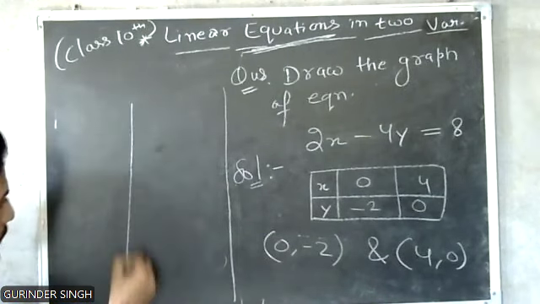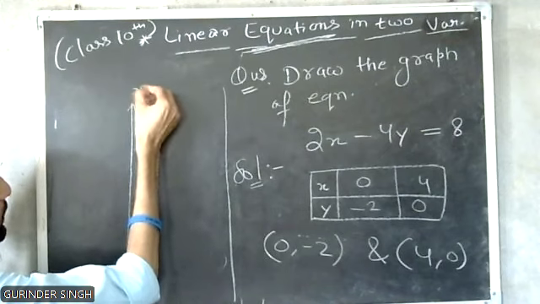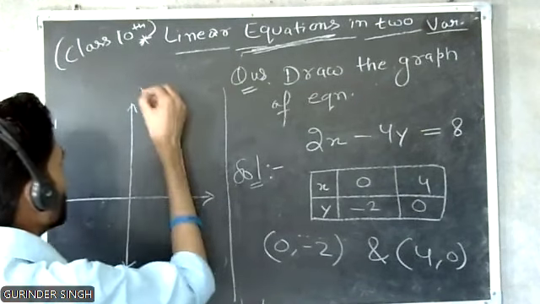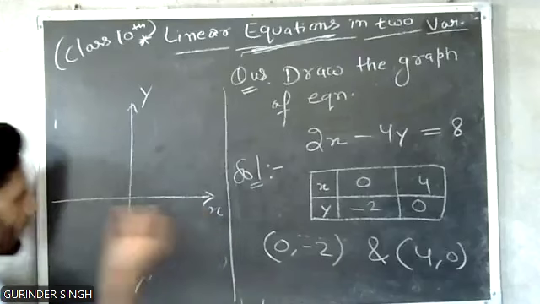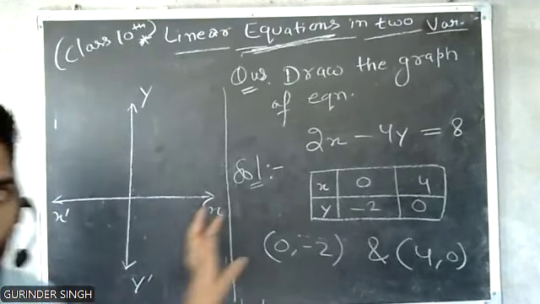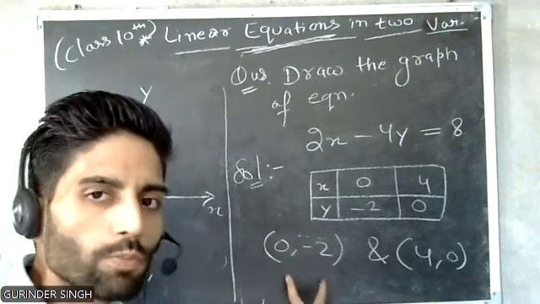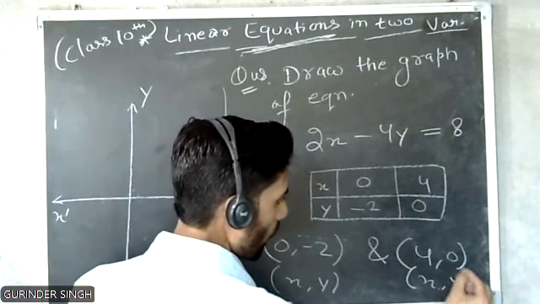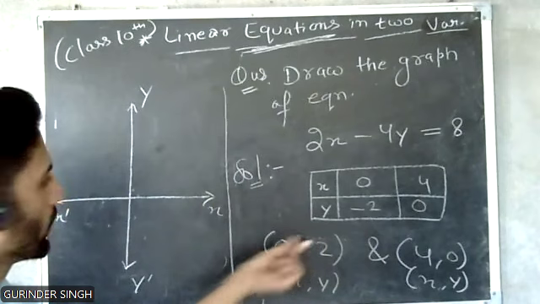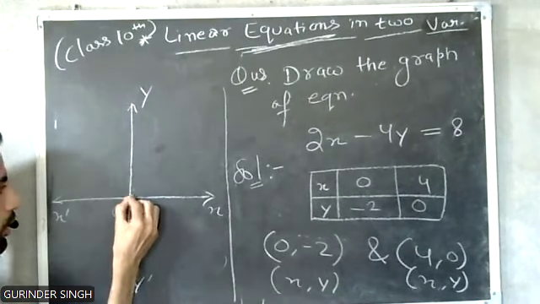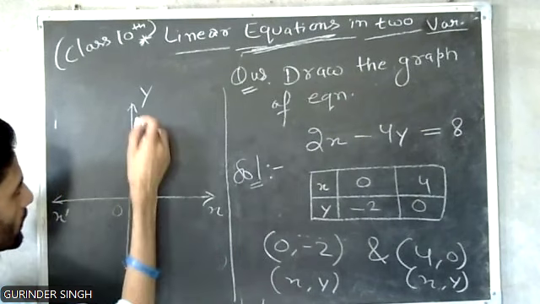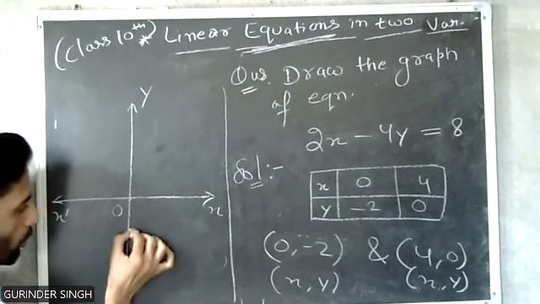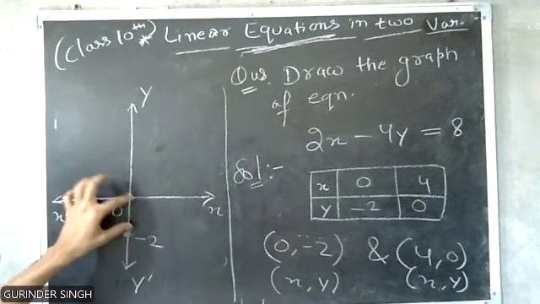Okay, so this is x-axis and this is negative x-axis. This is y and this is y dash, and this is x and this is x dash. So my first point is an x comma y ordered pair. Here x is 0 and y is minus 2. Upward is positive value, downward are the negative values. So this is minus 2, and this is my point here.